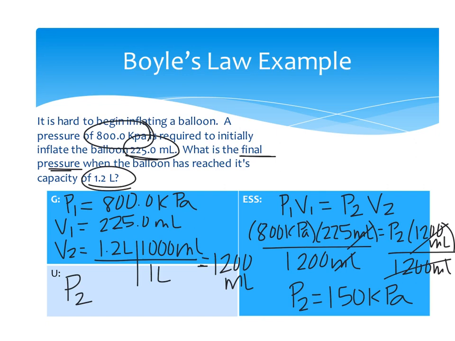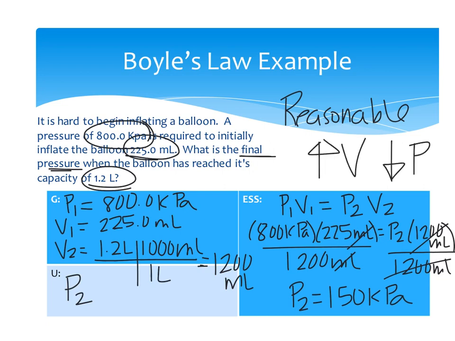All right, the last thing you should always ask yourself is, is this reasonable? So you have to ask yourself, what happened to our conditions? We increased our volume, which according to Boyle's law should decrease our pressure, which is exactly what happened because we started at 800 kilopascals and ended at 150 kilopascals. So it is reasonable, but you should always take the time to ask yourself that question so that you can avoid silly mistakes.